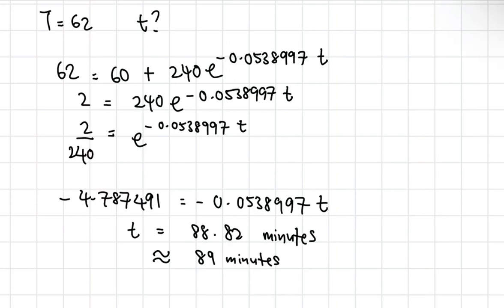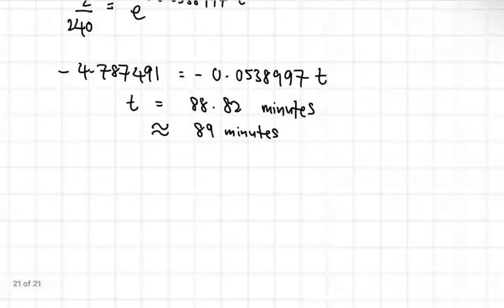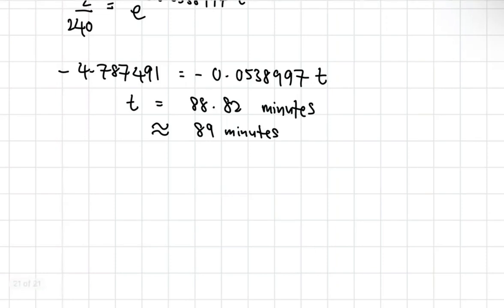It is almost 89 minutes. So we need to find what is the time. If we convert 89 minutes into hours and minutes, this is equal to 1 hour, 29 minutes. So the cake initially is at 2 p.m.